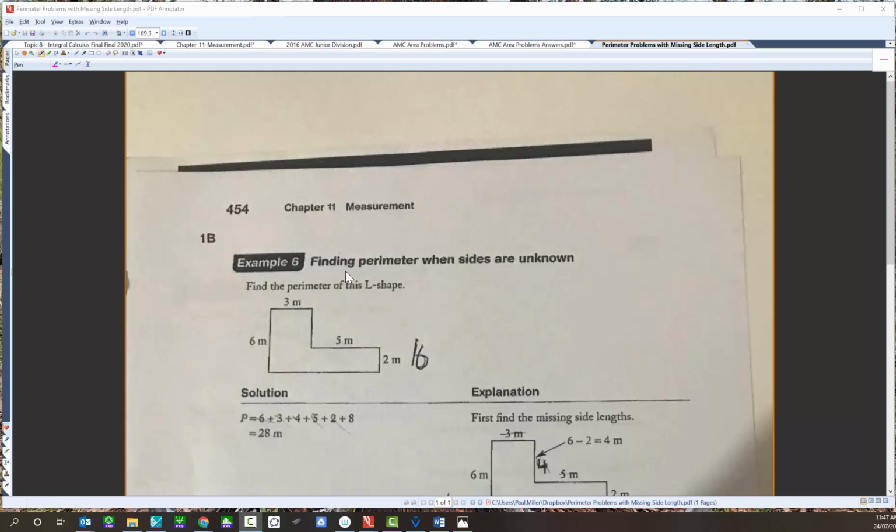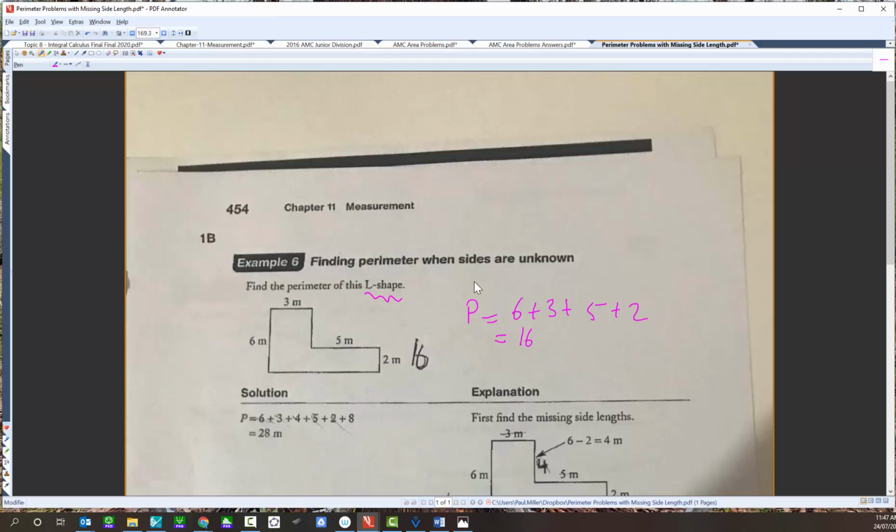Okay, when doing perimeter problems, a common mistake to see students do is they find the perimeter of the L shape by simply adding together the visible side lengths or the side lengths that are given. So they say that that's 6, 3, 5, and 2, and the answer equals 16 meters. Okay, well, how to overcome this?